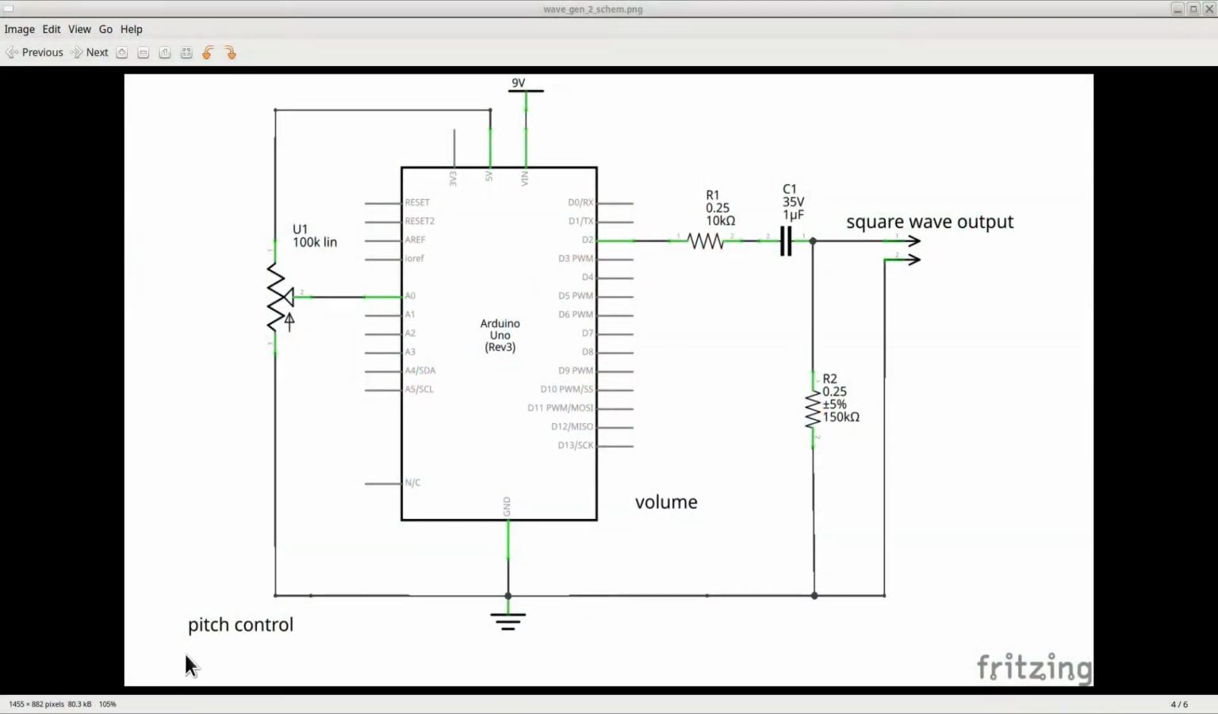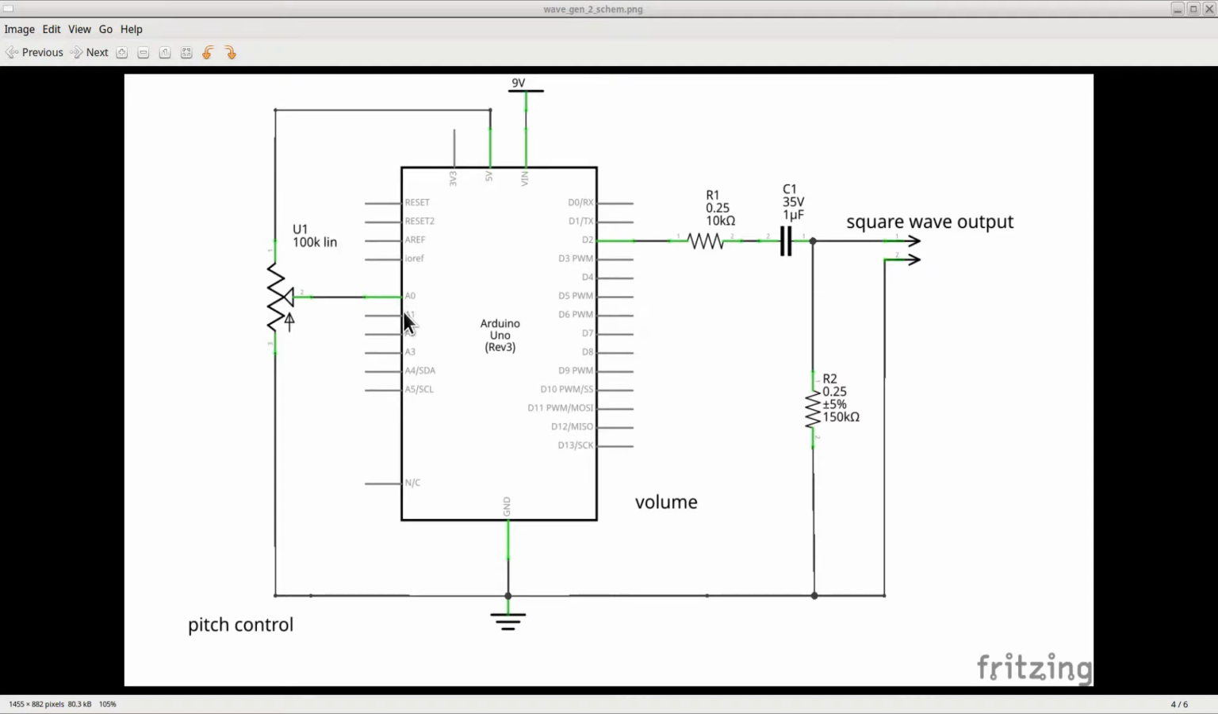This one on the left is the potentiometer that will be used to select the pitch. It is used as a simple voltage divider. One side is connected to ground, the other side is connected to the plus 5 volts reference voltage provided by the Arduino itself, and the central cursor is connected to analog pin A0.